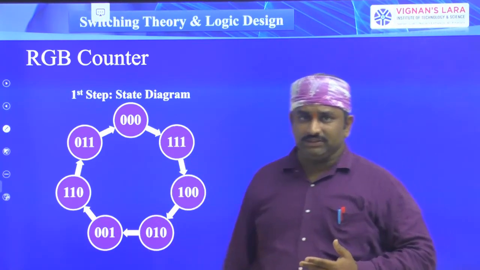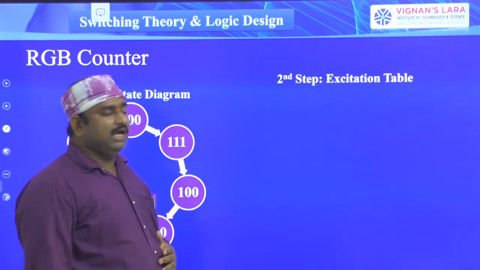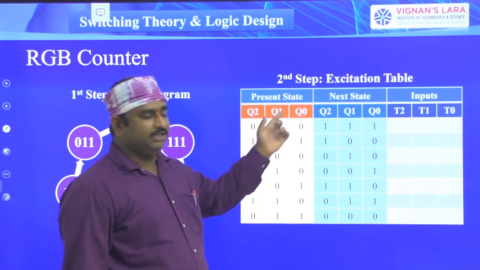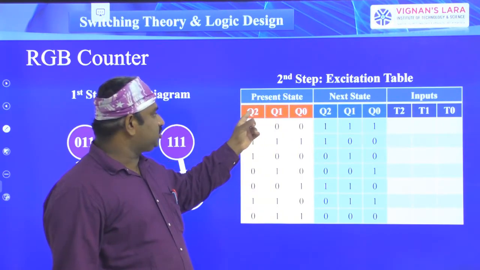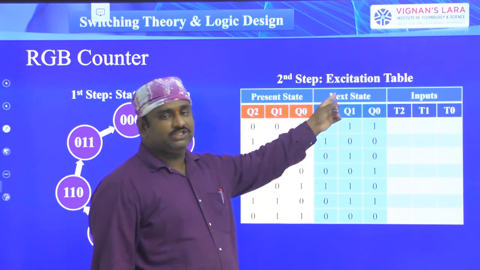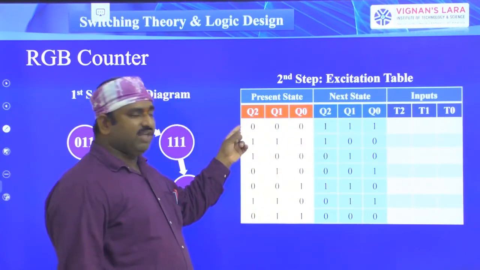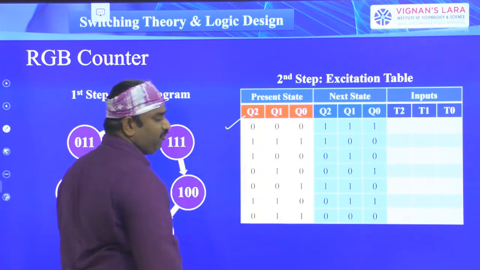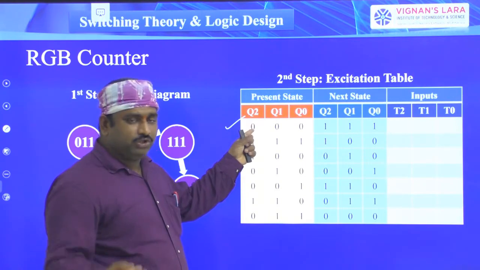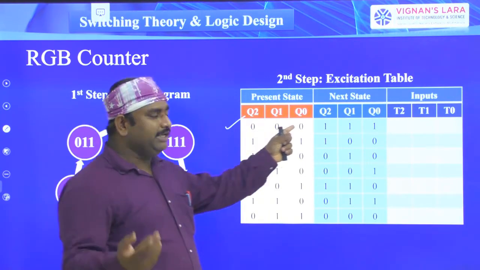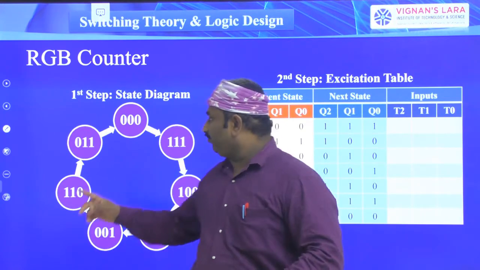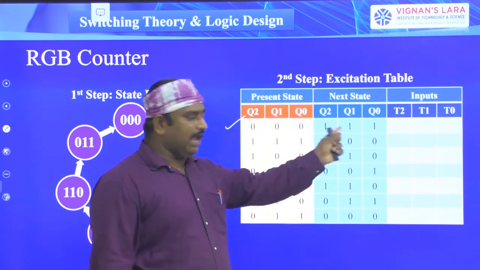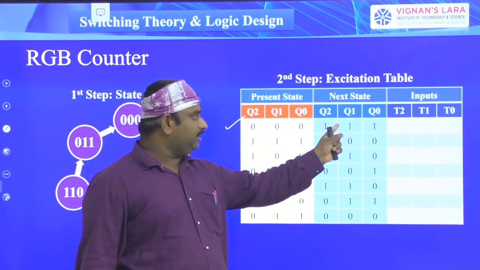Let us see the excitation table. This is the excitation table, the second step. First step is the state diagram, second step is the excitation table. In the excitation table, there are present state Q2, Q1, Q0 outputs and next state Q2, Q1, Q0 outputs. If the present state is 0, 0, 0, I have used 0, 0, 0 here. This is my first state. If 0, 0, 0 is the present state, the next state is 1, 1, 1 based on our requirement. So the same thing I have written here, this is the present state and this is the next state.